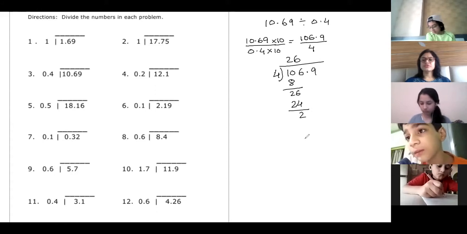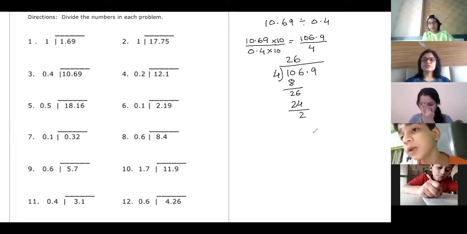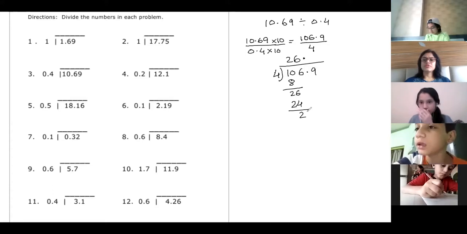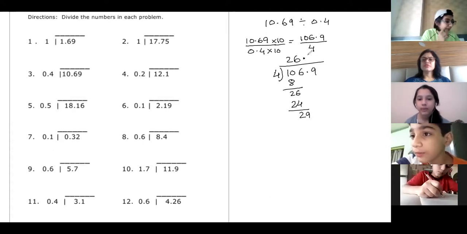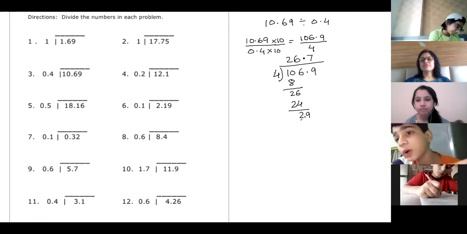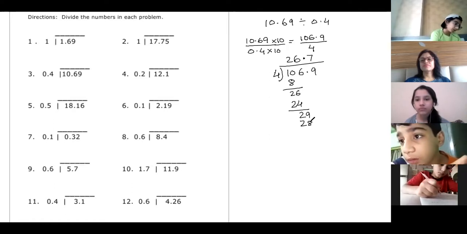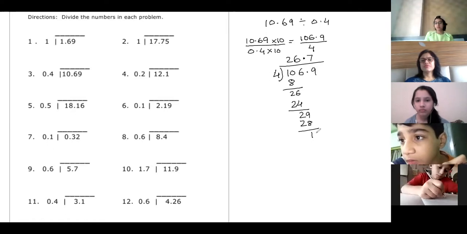And then 26.72. You will put a point in the quotient. Ma'am, you will put a point in the quotient. And then you will take 9. Yes, and 9. Ma'am, done. And then 12. 4 sevens are 28. And then 26, 28. And then you will get 1.